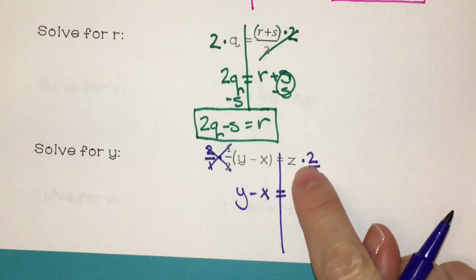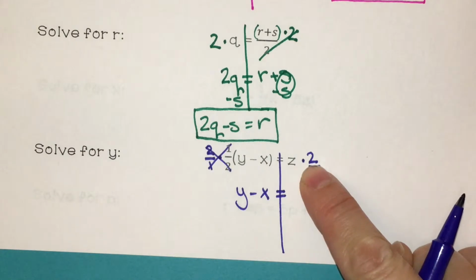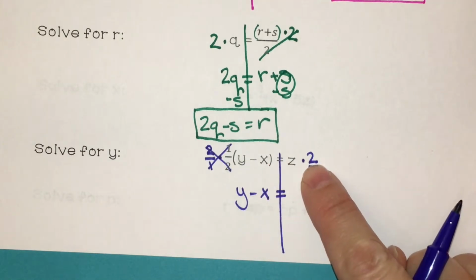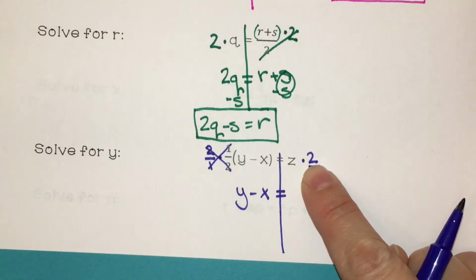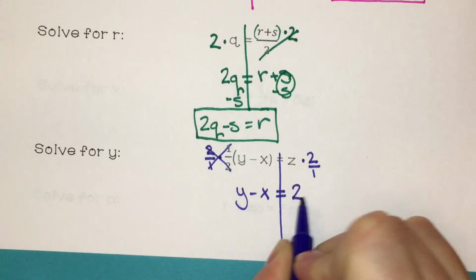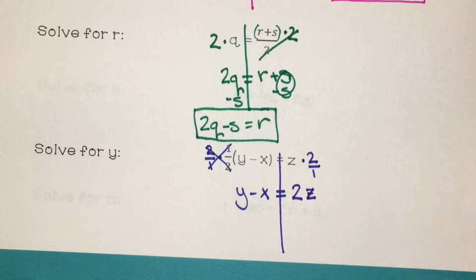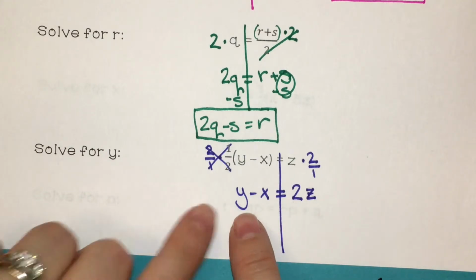Okay? We have z times 2 over 1, but 2 over 1 is just 2. Since I don't have a fraction here, I'm going to ignore the one on bottom. We have z times 2. Remember, when you're writing a variable multiplied by a number, you always put the number in front. So you write this as 2z. And I'm just going to put a little line through the z so you don't get my 2 and my z confused. All right, we're almost done.